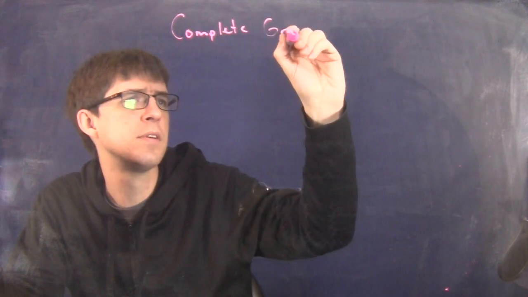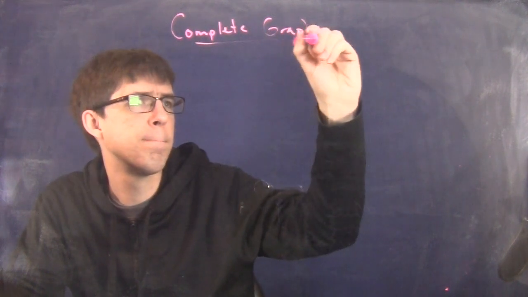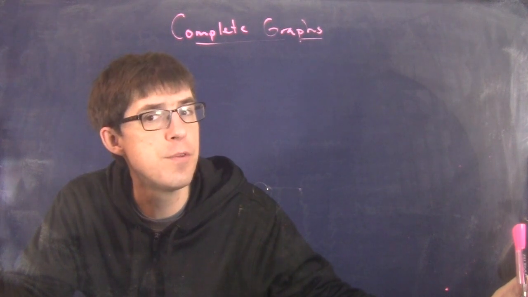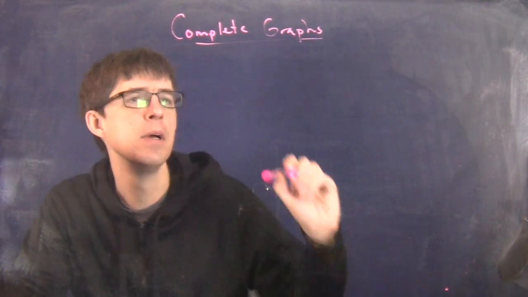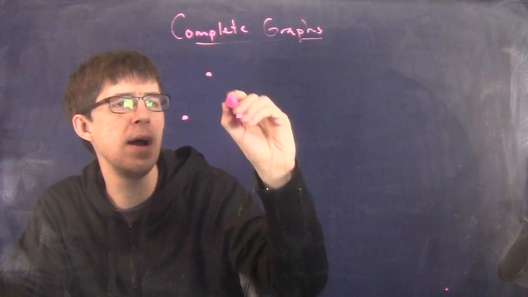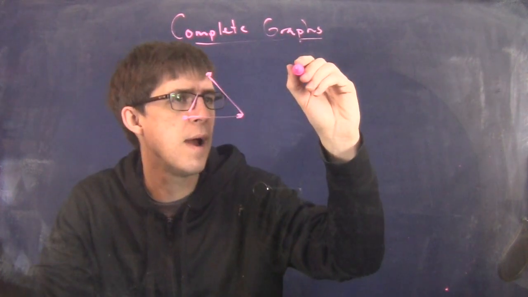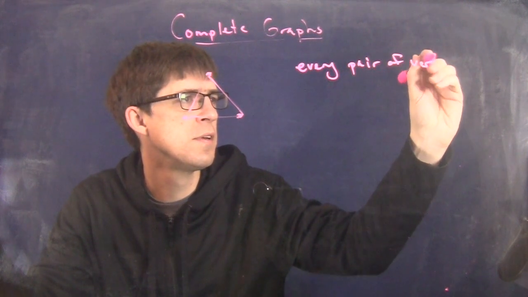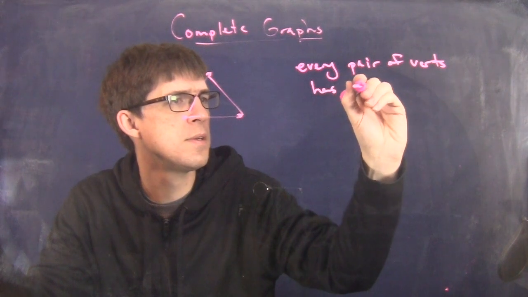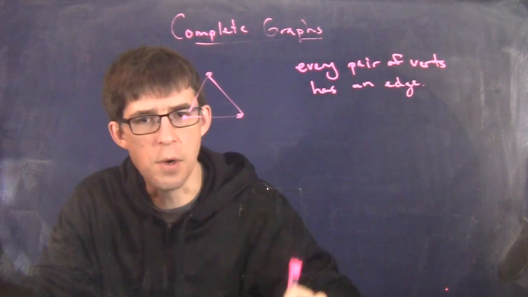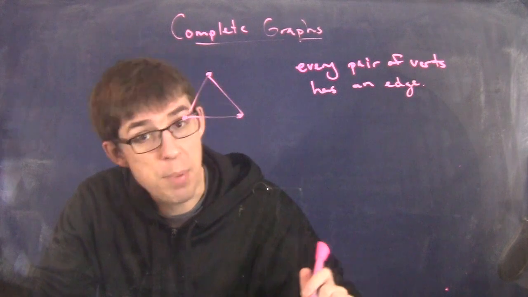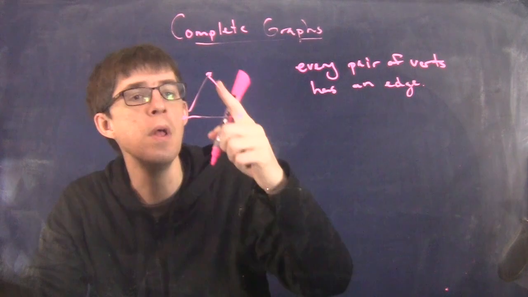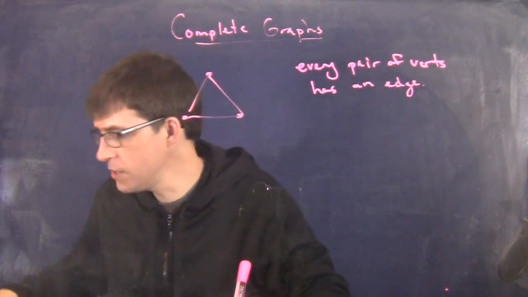Complete graphs. So a complete graph is one in which every two vertices have an edge between them. So this is an example of a complete graph. A complete graph is one in which every pair of vertices has an edge. That's called complete because it's like it has all the possible edges that there could be. There are those edges. Every pair of vertices has an edge. So this is a complete graph with 3 vertices.